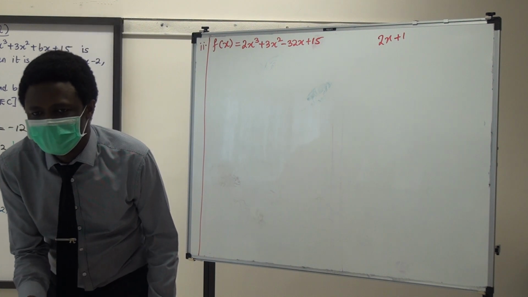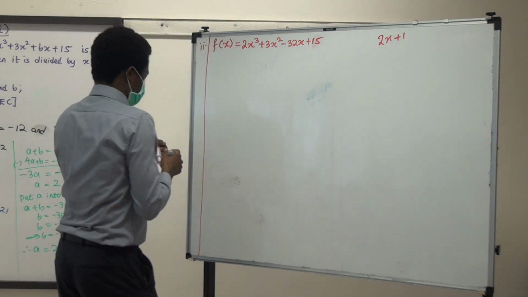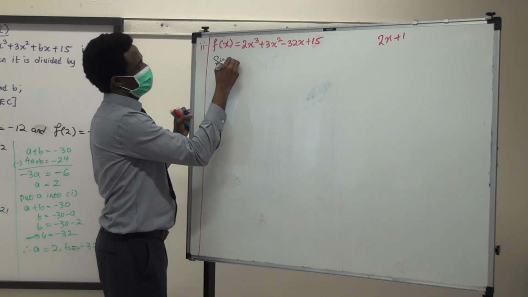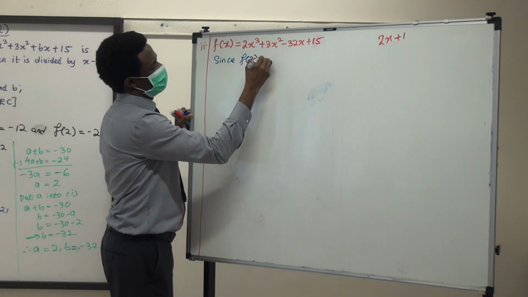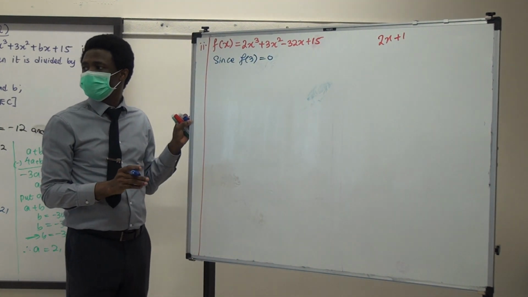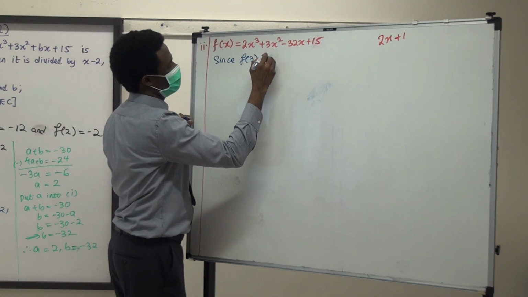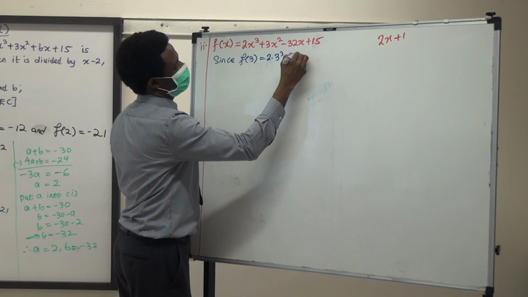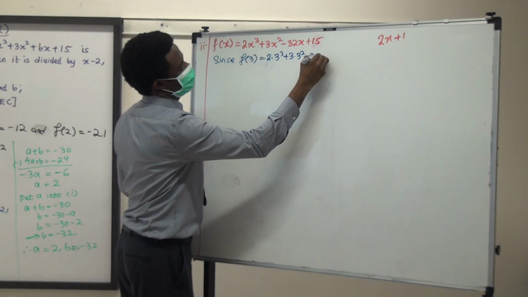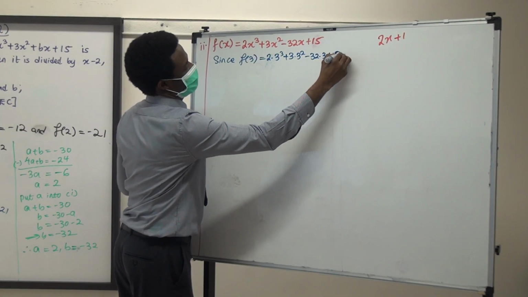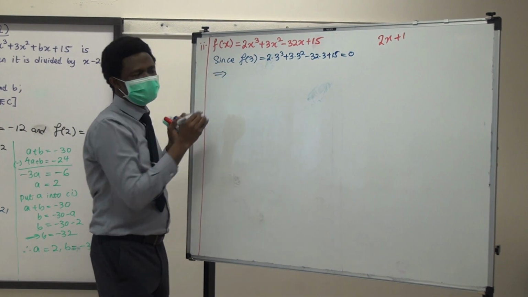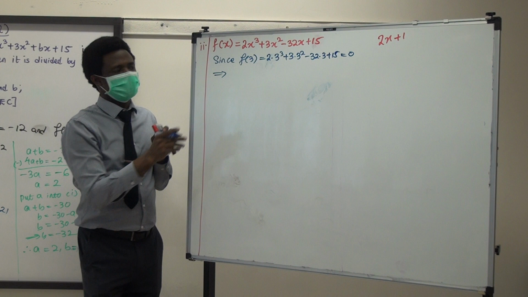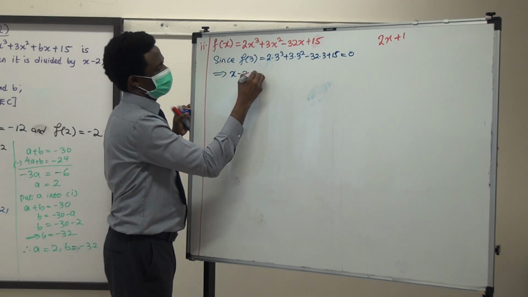How did you do it? Alright, by trial and error. Since f of 3 is equal to 0, you can just take your time to write it. f of 3 is 2 times 3 cubed, plus 3 squared, minus 32 times 3, plus 15, and this is equal to 0. It implies that x minus 3 is a factor.